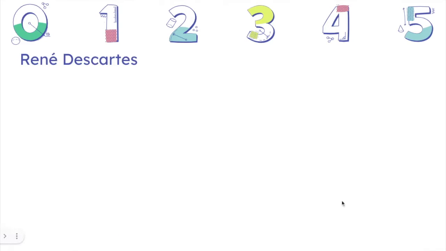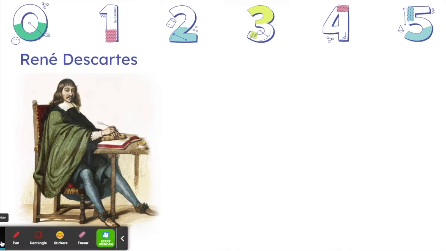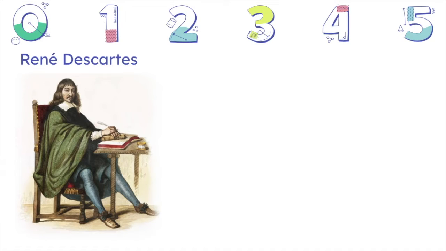Well, it is named after this guy, Rene Descartes. And if we look at the last part of his name, Descartes, and you just put the suffix "ian" on the end of that, you can see it spells out the word Cartesian. So we name this kind of grid a Cartesian plane.